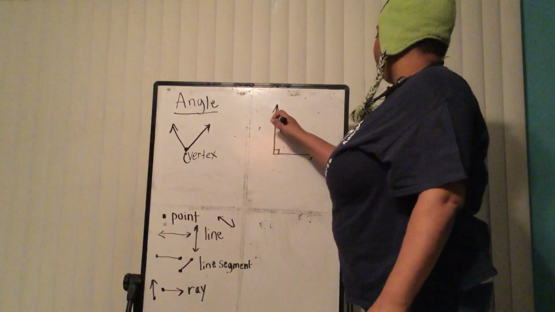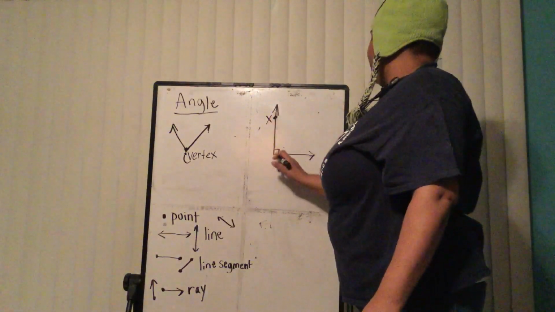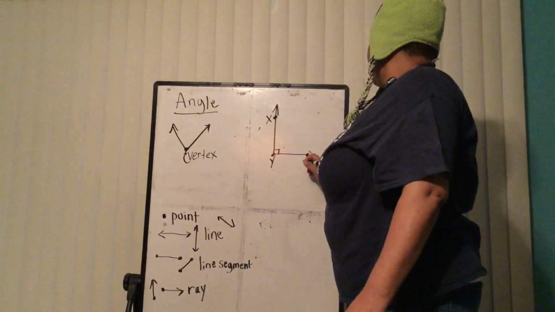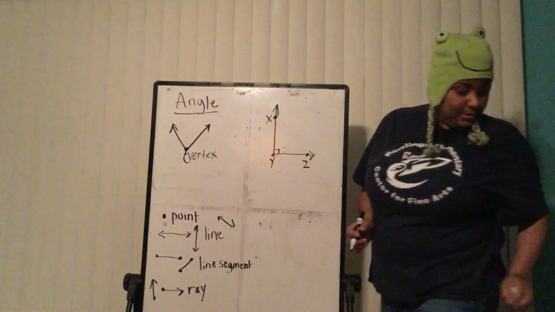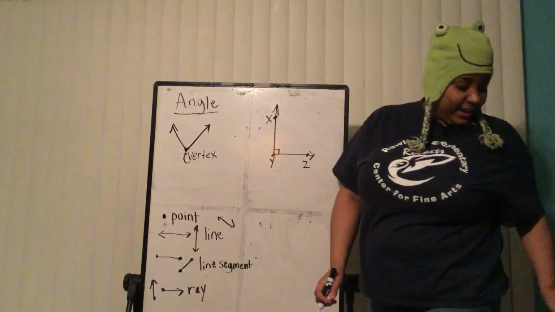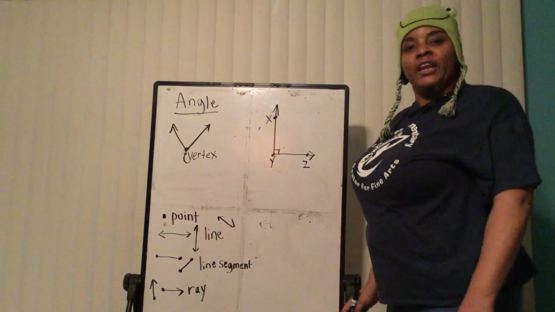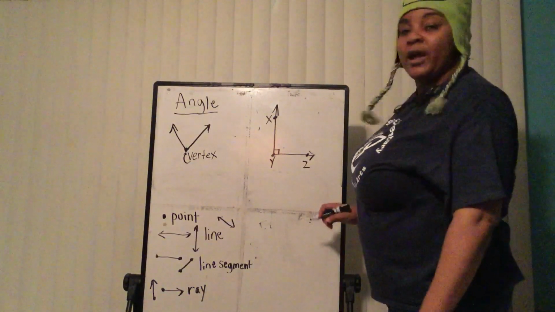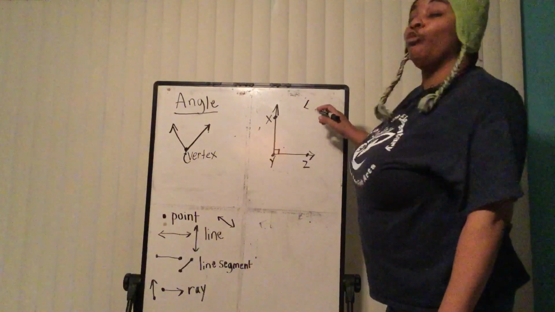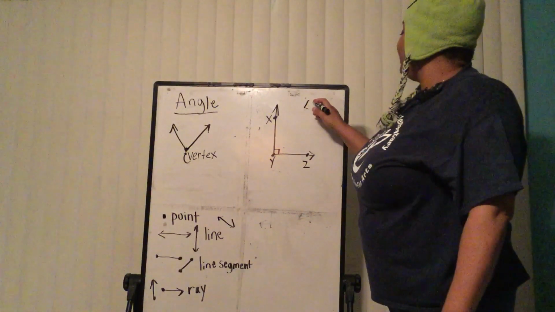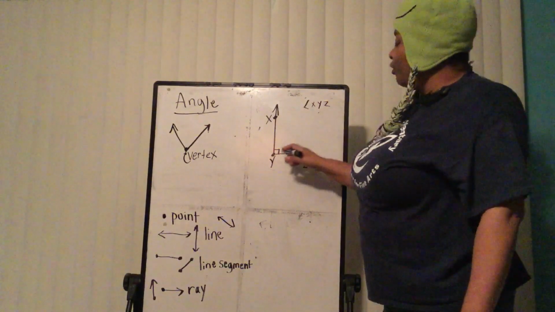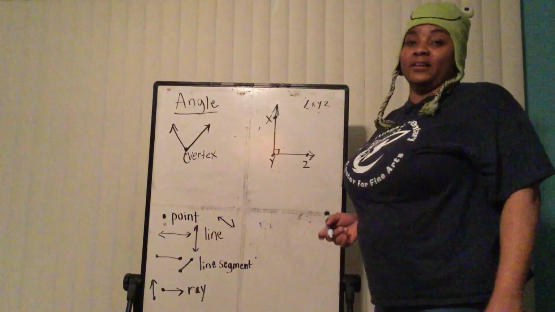X, Y, Z. What's the name of this right angle? Go ahead and write it down on your paper. Write it down on your paper for me. Angle what? Right angle what? And we know it's a right angle because it has that box there.